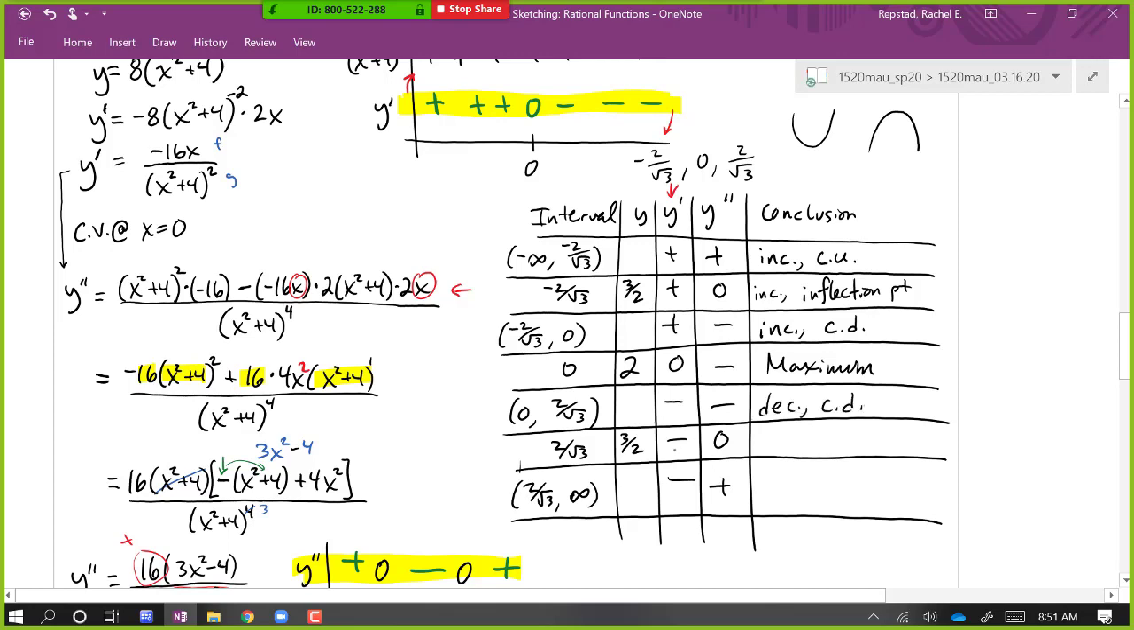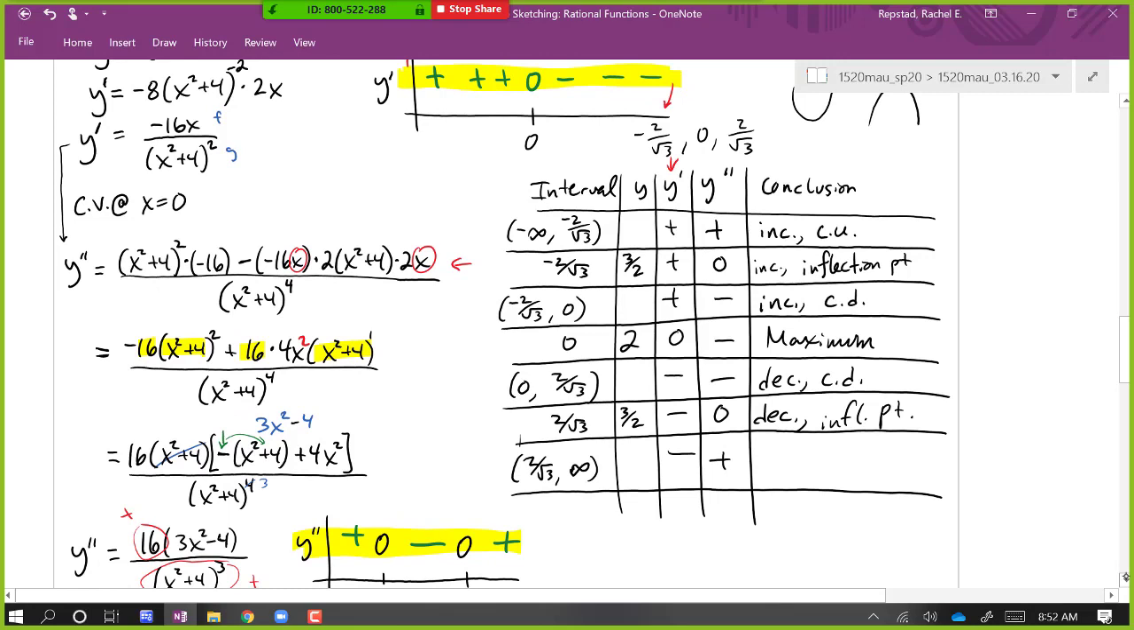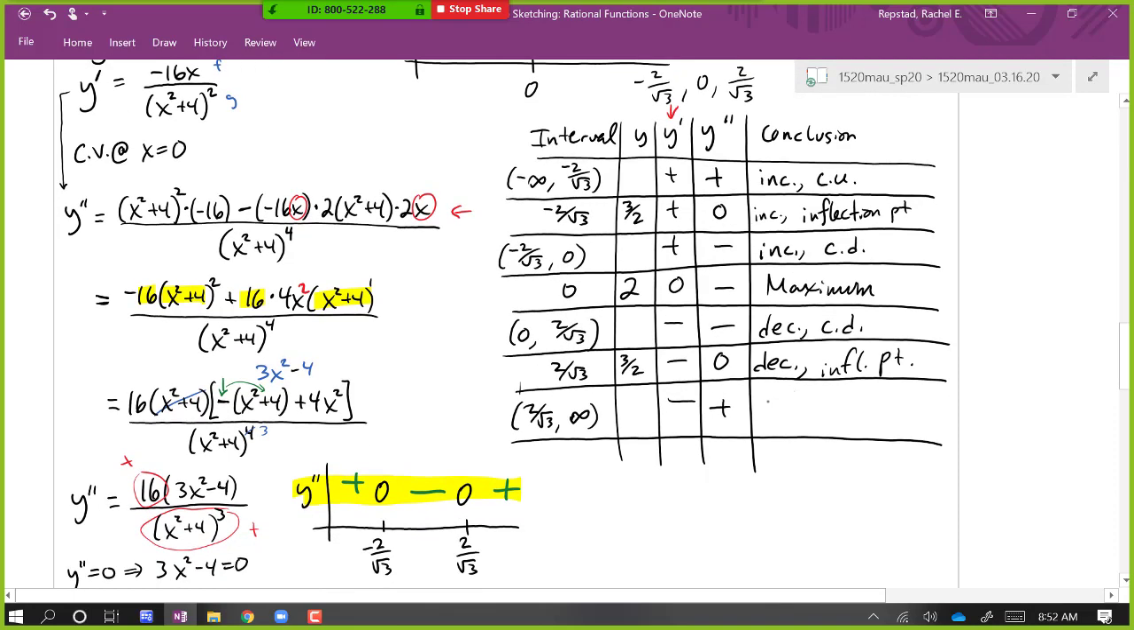Concave down. Great. At 2 over root 3, we have another inflection point, right? That's decreasing, first of all. And the second derivative is 0. And we can see that it's going to go from concave down to concave up. So there's another inflection point. And then what's going on at our last interval from 2 over root 3 to infinity? Decreasing. Concave up. Great. So we're going to take what we have here, and I'm going to start plotting it.